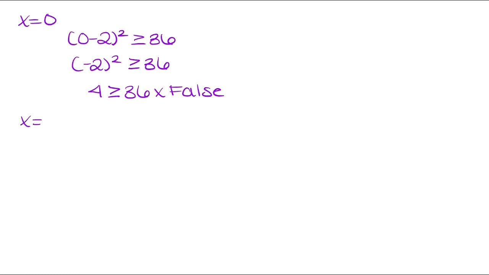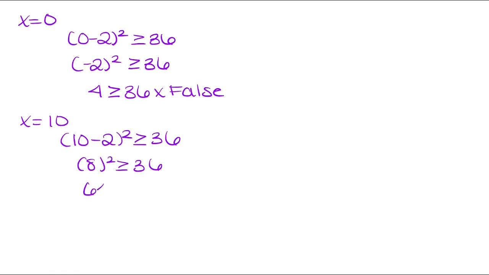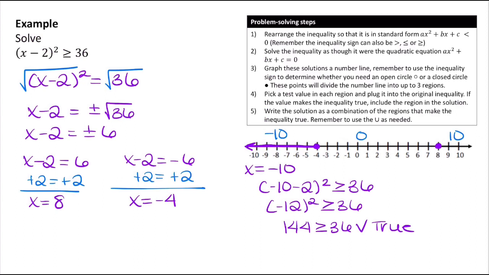Now let's try x = 10. So that gives me (10 - 2)² is greater than or equal to 36. So 10 - 2 is 8, so we have 8² is greater than or equal to 36, which tells us that 64 is greater than or equal to 36. So that is true. So I'm going to shade in this region right here. So notice now we have two separate pieces included in our solution.